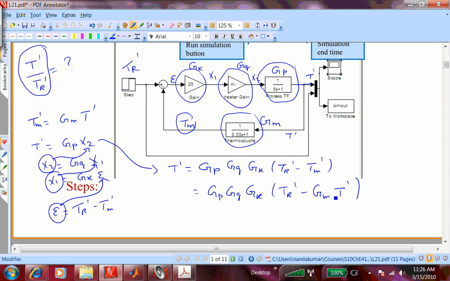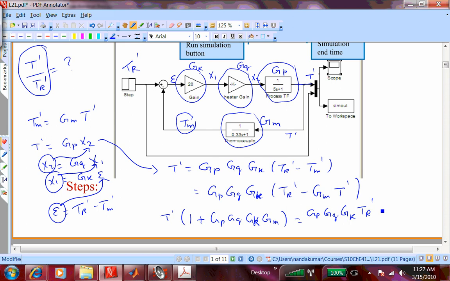Okay. So we're going to write this as T prime times 1. This is minus, so this is going to become plus Gp, Gq, Gk, Gm. If I make a mistake, correct me. Okay? Sorry, I didn't read my own writing. This is why I refuse to write. I cannot read my own handwriting. It is Gk here, and that is Gk multiplied by Gm, okay? And that is equal to Gp, Gq, Gk times Tr prime.